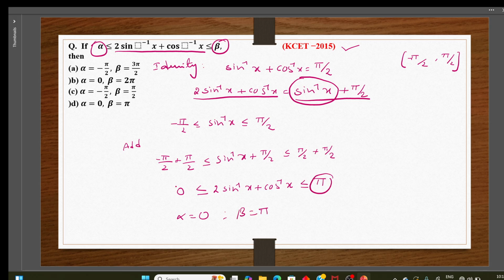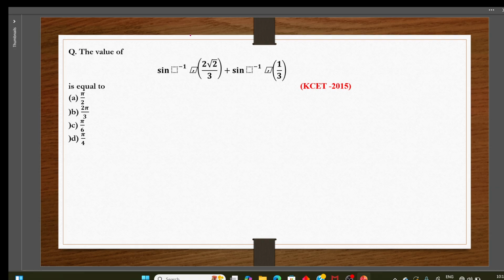Okay, beta is equal to pi. Alpha is equal to 0. Which answer here? Option D is the correct answer. Clear? Next question.